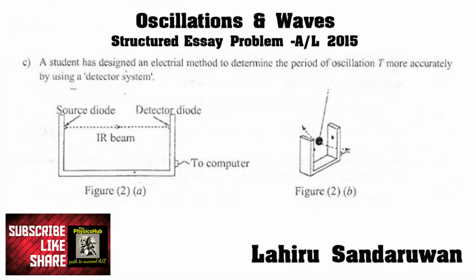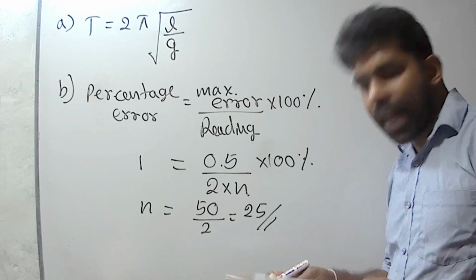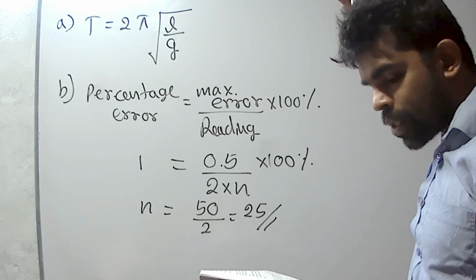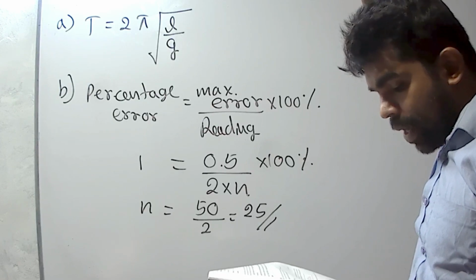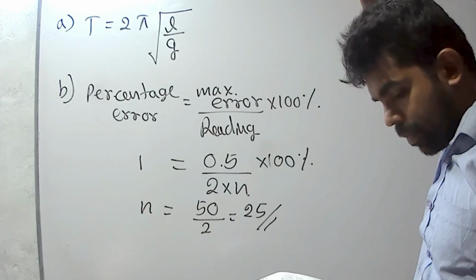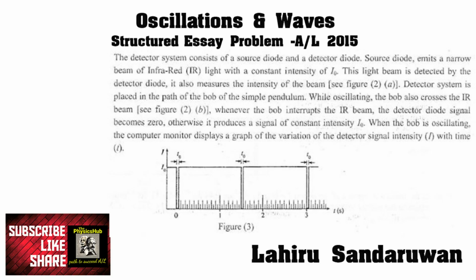In part C, the student has designed an electrical method to determine the period of oscillation T more accurately by using a detector system. They have given a diagram: source diode, detector diode, and IR beam. There is an IR beam from the source diode to the detector diode. When the pendulum covers the IR beam, it is detected by the detector diode. The detector system consists of a source diode and a detector diode.